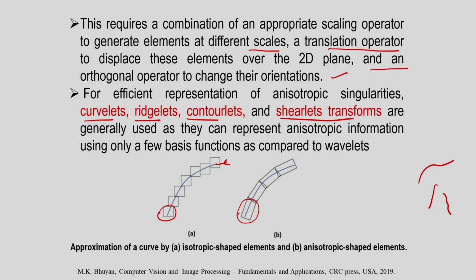In the first case I am considering isotropic shape elements, which is not efficient for representing smooth contours, smooth edges, or lines. But in the second case I am considering anisotropic shape elements, which is very good for representation of anisotropic singularities. I am not going to explain the concepts of the curvelet, ridgelet, contourlet, and shearlet transformations. For these you may read books, and in my book also I have discussed these transformations.